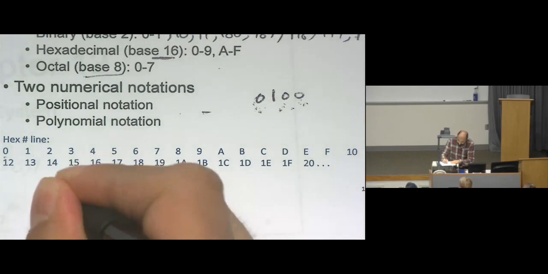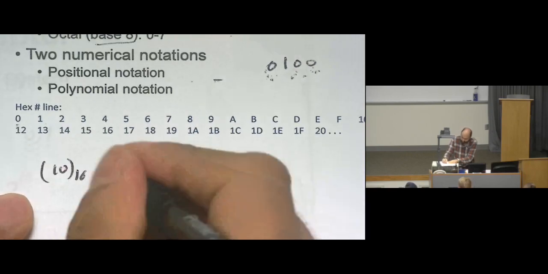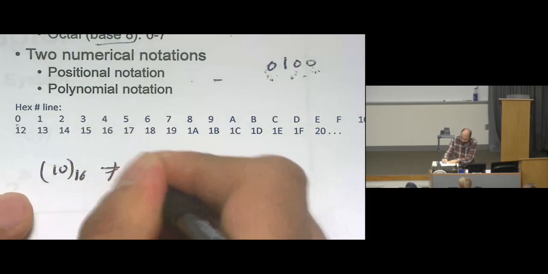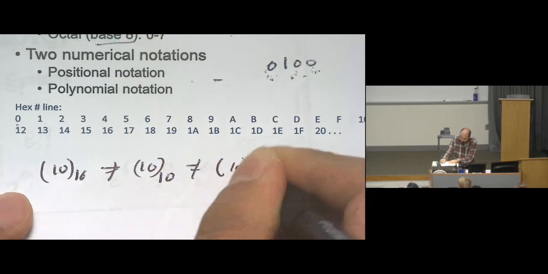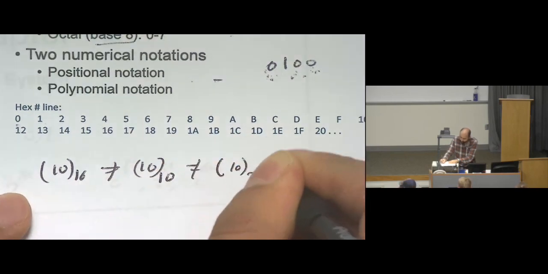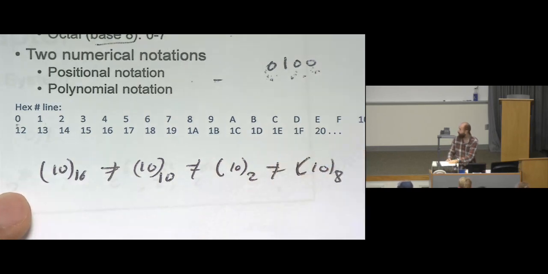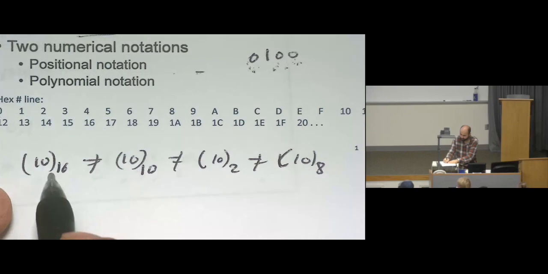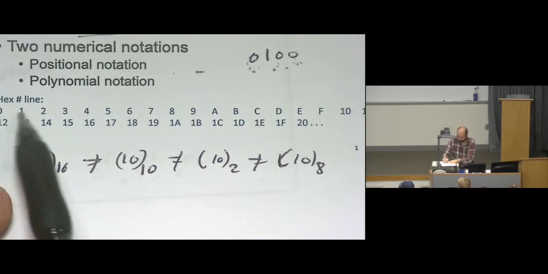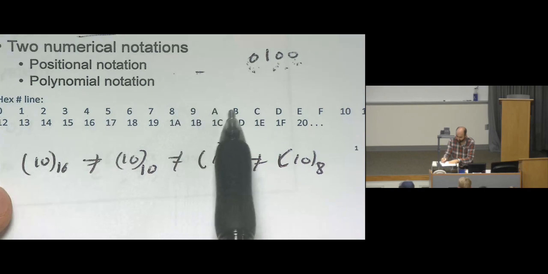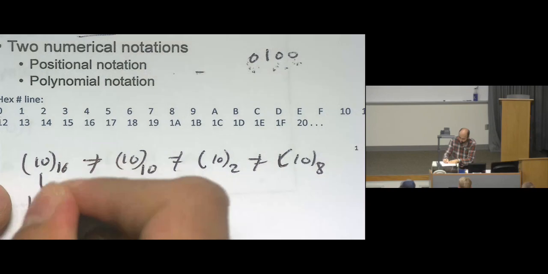So the 10 in hexadecimal, which we sometimes denote by 16, here is base 16, does not equal the 10 in base decimal. It does not equal the 10 in base binary. It does not equal the 10 in base octal. How? The 10 in hexadecimal is actually 1, 2, 3, 4, 5, 6, 7, 8, 9, 10, 11, 12, 13, 14, 15, 16. So it's actually equal to 16.